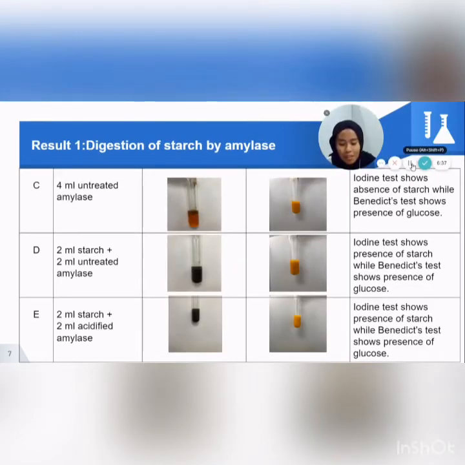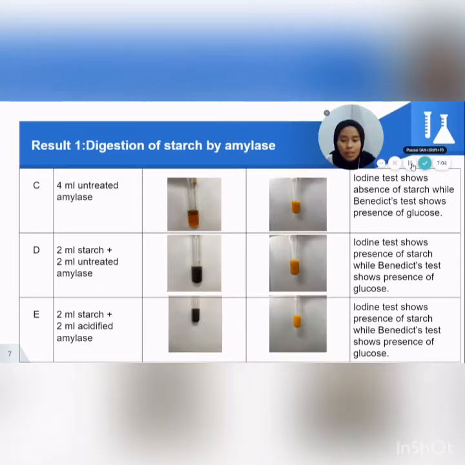For paired test tube C, there is no change for iodine test, while for Benedict test, the yellowish-orange solutions are formed. In conclusions, the iodine test shows the absence of starch, while Benedict test shows the presence of glucose.